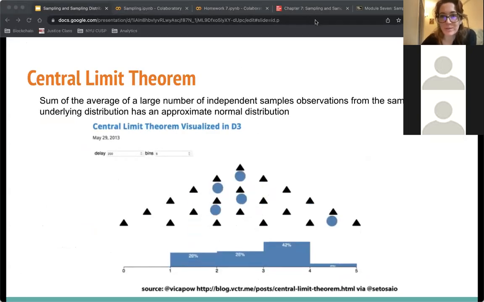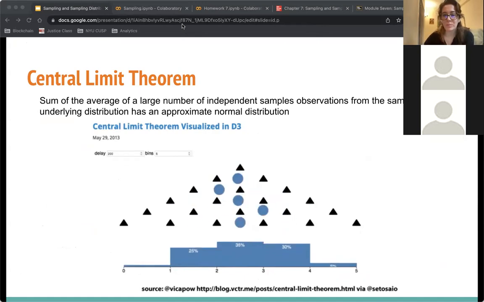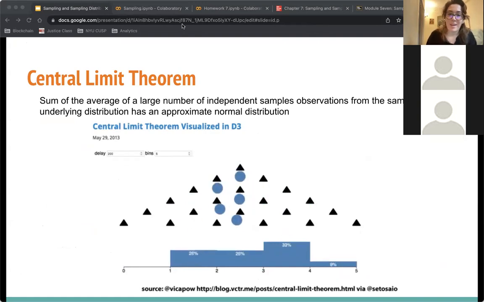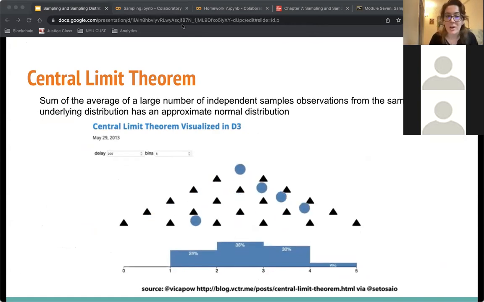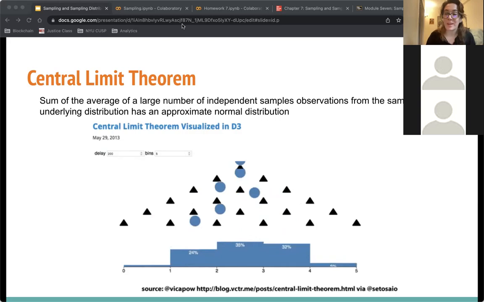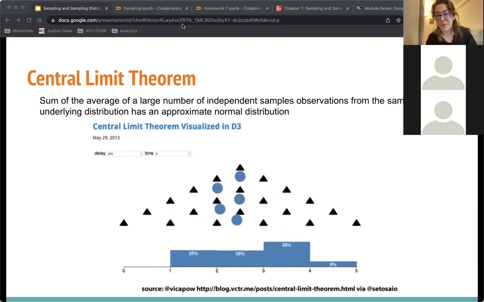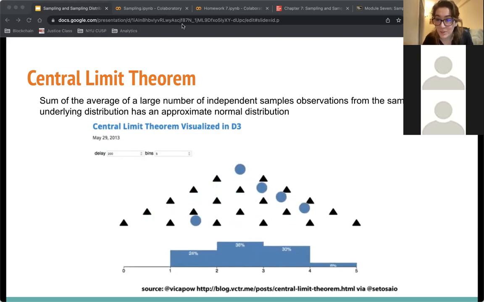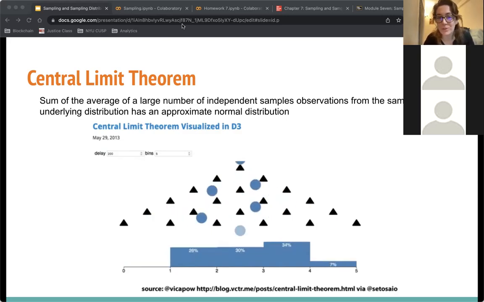And just wanted to talk about how this relates to the central limit theorem, because as we showed, the more samples we take, we get to this true probability distribution. And this central limit theorem states that the sum or the average of a large number of independent observations from the same underlying distribution has an approximate normal distribution that steadily improves as the number of observations increases. So as long as this value of n, or the number of observations that we're taking, is sufficiently large, we will start to see this normal distribution that represents the population.